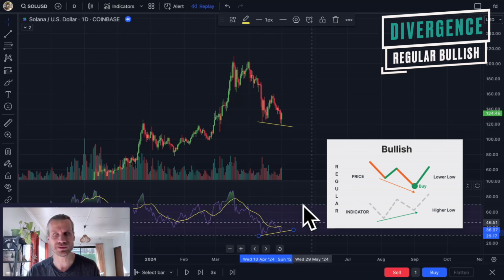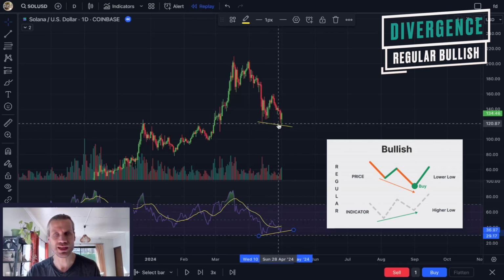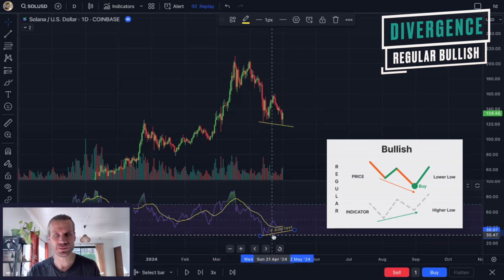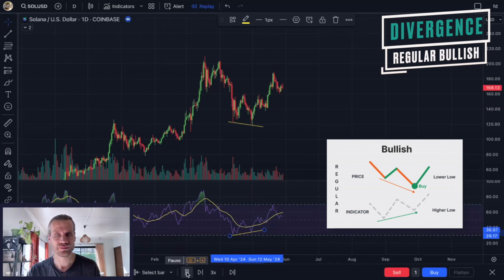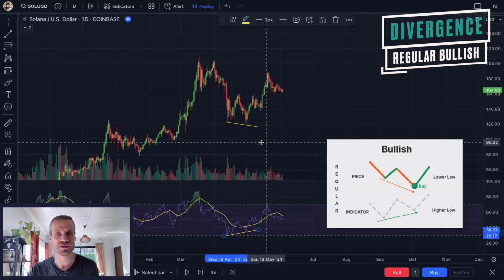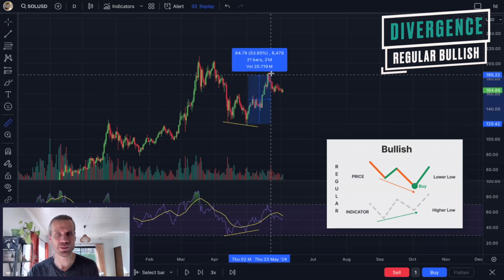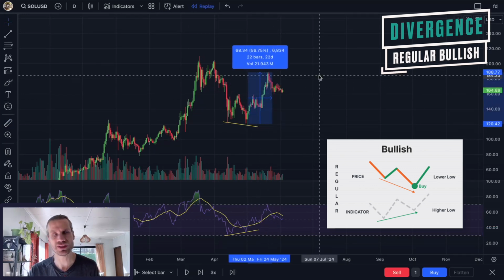We've got the line on the bottom and the price action is putting in a lower low and the oscillator is putting in a higher low. So let's see if this now plays out. Okay, good. So the bullish divergence did play out and we've had a nice upwards move of about 56%.